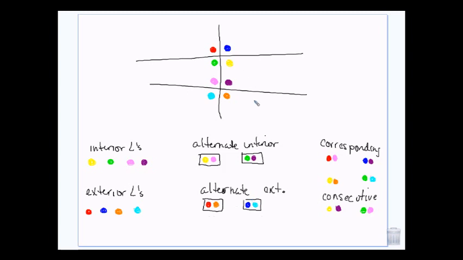So those are angle pairs. Consecutive are in the same side interior, so pink and green and yellow and purple go together. And then corresponding are in the same position, so pink and red are in the same corner. And then you have blue and purple in the same position, green and baby blue in the same position, and yellow and orange are in the same position.